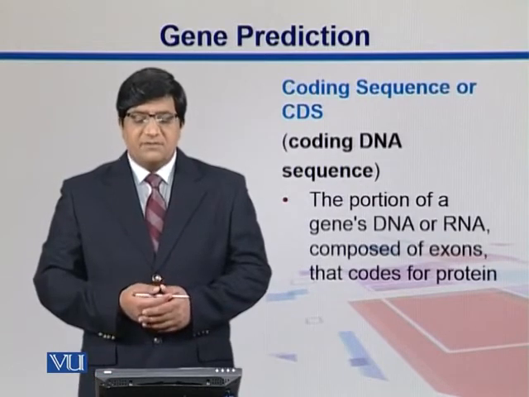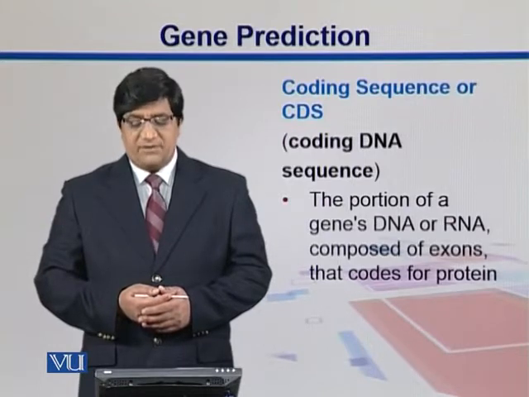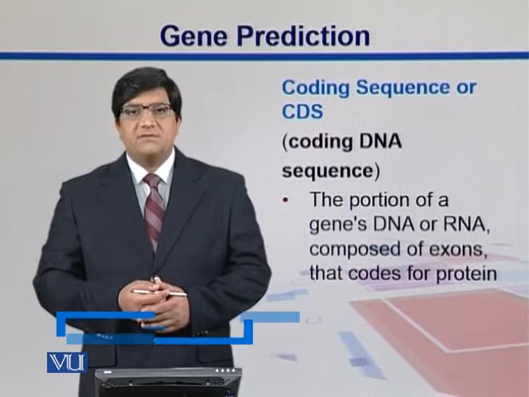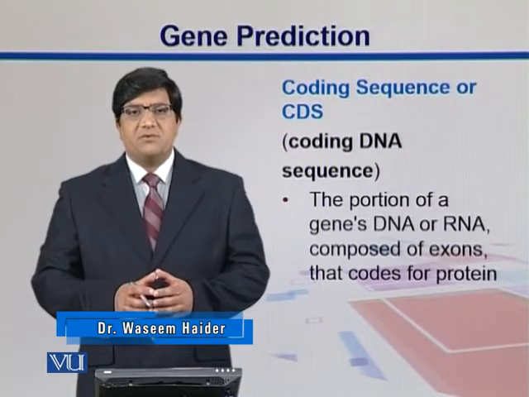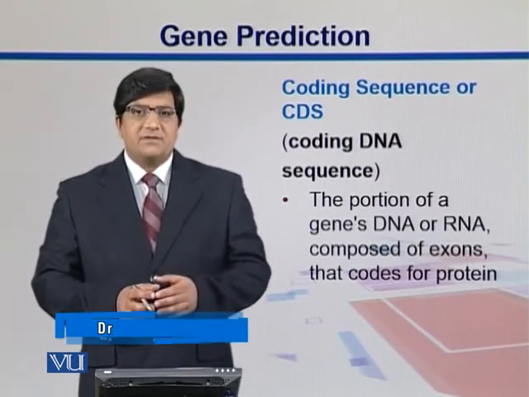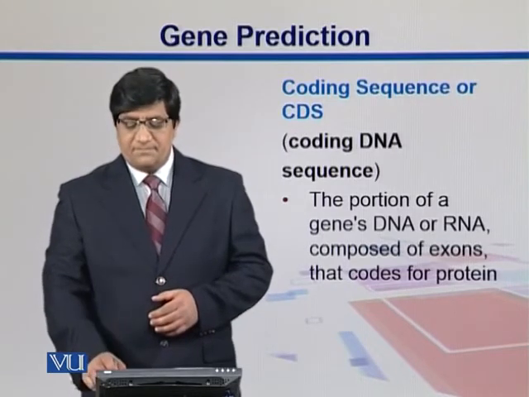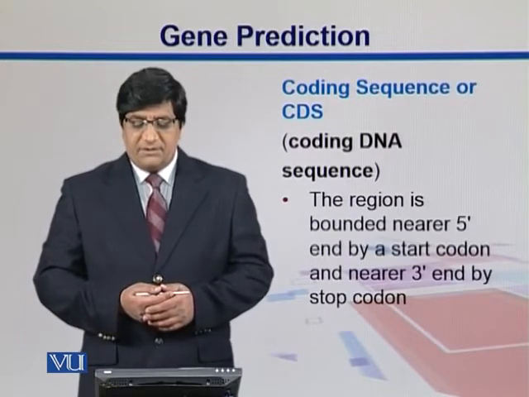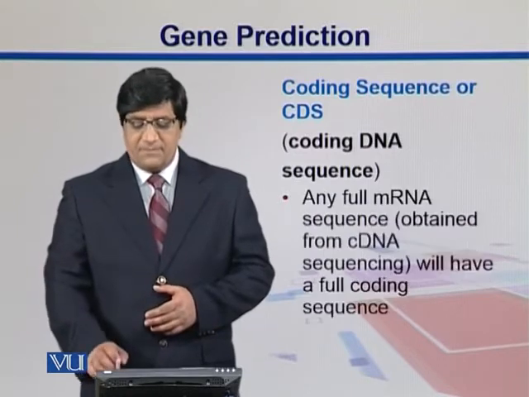What is the coding sequence? The portion of a gene's DNA or RNA that is composed of exons and that codes for protein. So exons put together make up the coding sequence. Normally the coding sequence starts with the start codon ATG and ends with one of the three stop codons. This region is bounded nearer the 5' end by the start codon and the 3' end by the stop codon.